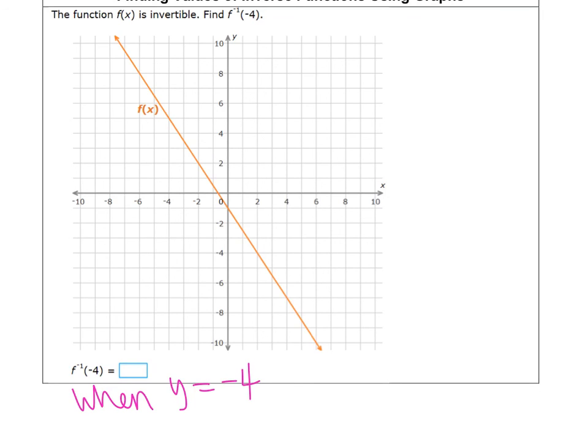So I'm going to go to my graph, go down here to when my y is negative 4, and I can see that my x would be positive 2, because this is at the coordinate 2, negative 4. So my answer would be 2.